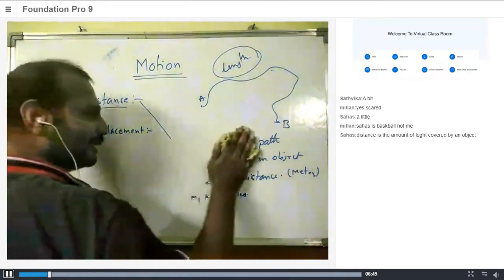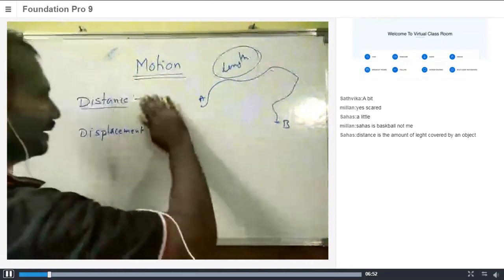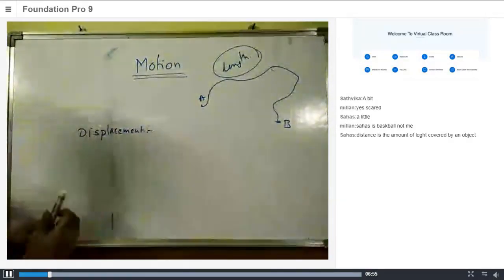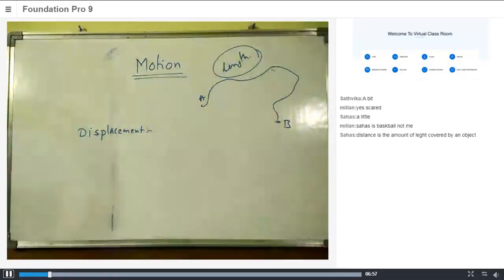Now let's talk about displacement. What is displacement? How do we define displacement? Shortest distance between 2 points in a particular direction. Yes, anyone else? Akshani, what is your answer? Sir, the length between the initial point and the final point. So it is the length between the initial point and the final point. Okay, Satvika, what about you? Satvika, Sahas, Milan, same. Okay.